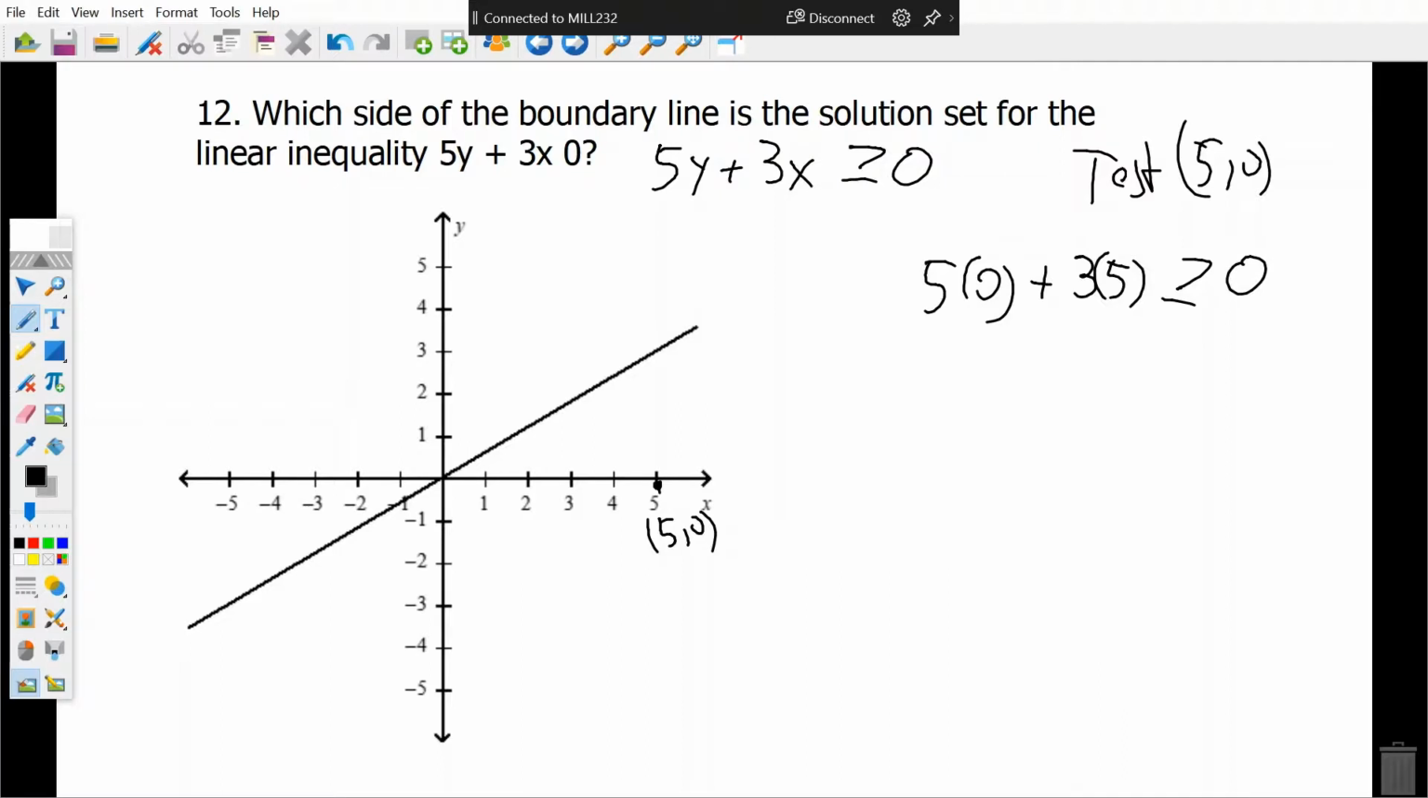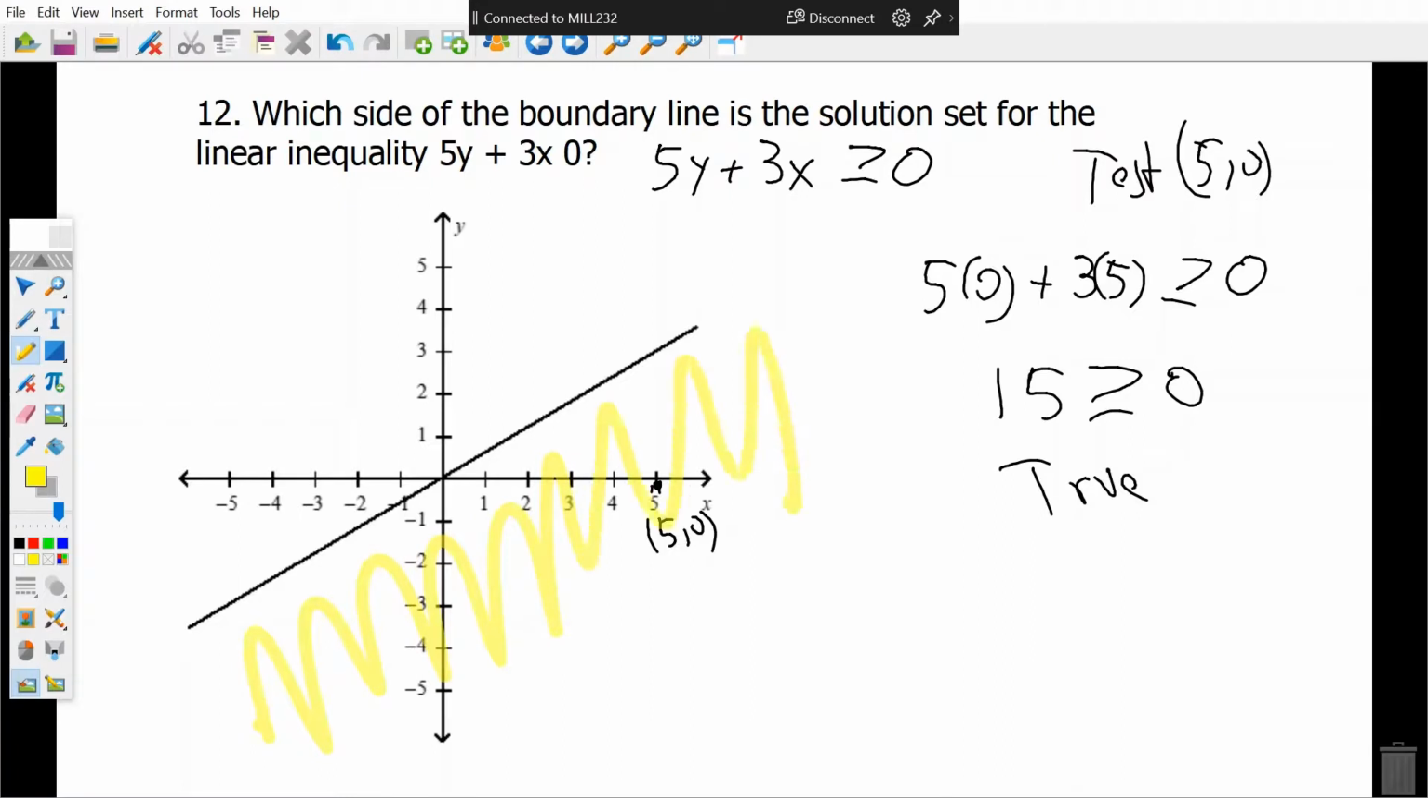5 times 0 is 0. 3 times 5 is 15. 15 is greater than or equal to 0. Is 15 greater than 0? Yes, it is. So that means that I can shade. This was true. 15 is greater than 0. This was below the line, so that means I get to shade everything below the line. Okay?